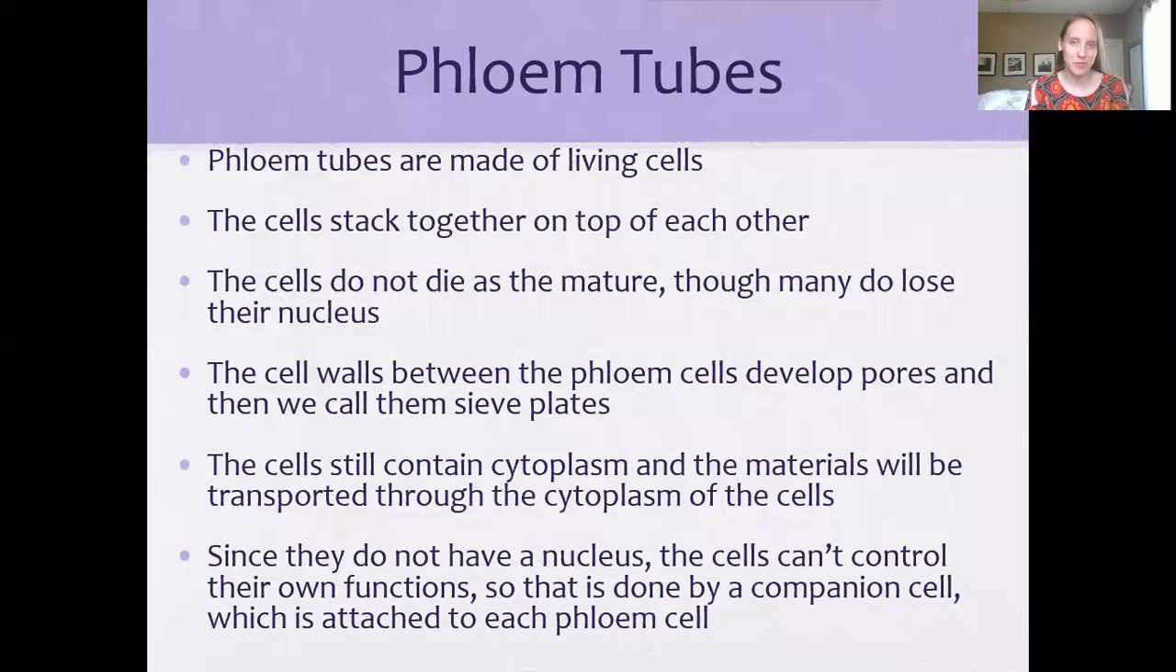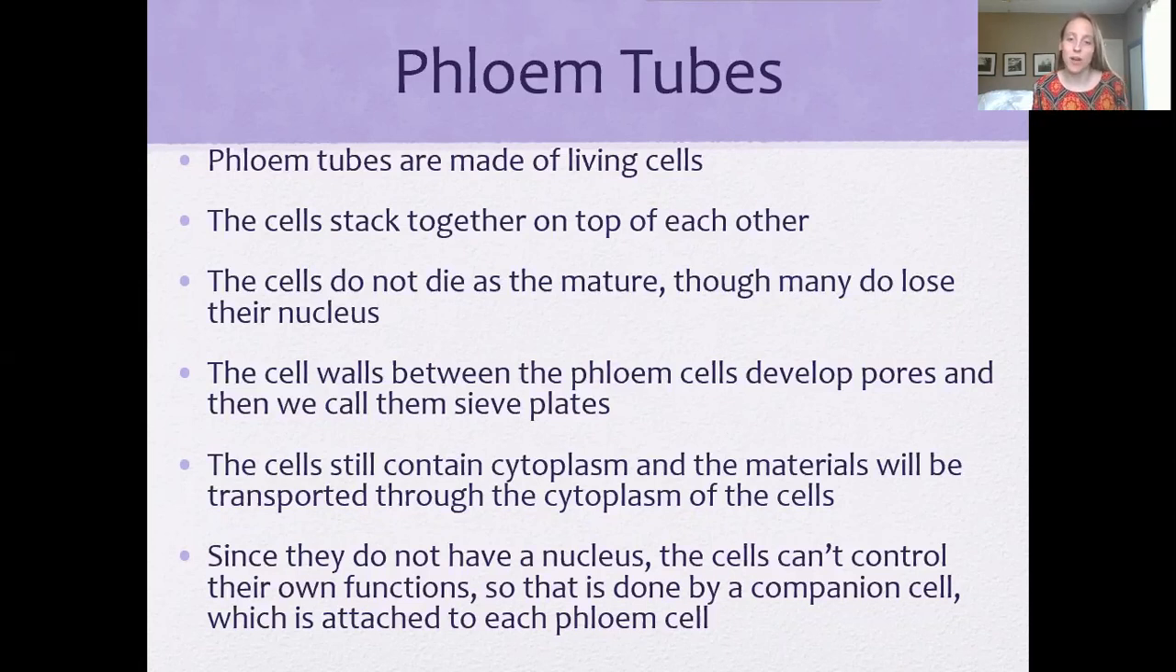Okay, then phloem tubes are the other type of vascular tissue, and they are made up of living cells as opposed to the xylem tubes, which are made up of dead cells. They also stack on top of one another, but they don't die as they mature. Instead, they just lose their nucleus. The cell walls between where the cells are stacked on top of each other, so what we call the end plates in the xylem tube, those don't disappear with phloem tubes, but they do develop little holes or pores, and then we call them the sieve plates.